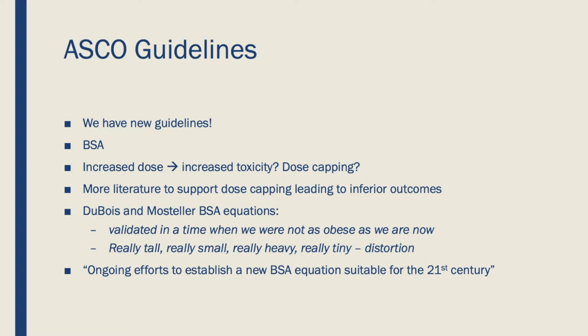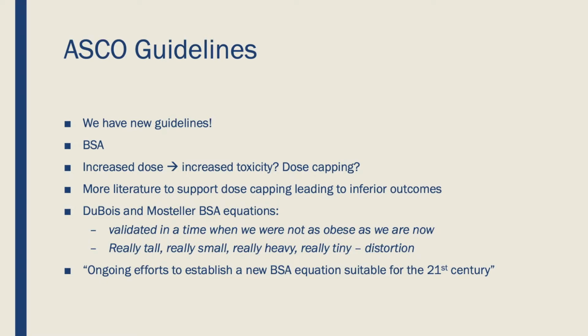Now, looking at just a little bit of history for BSA equations, the most common that we use include the Dubois and the Mosteller equations for BSA. And this was validated back in the 1940s and 50s. And, as we know, back in that time, we were not as obese as we are now. So that is a good question if these BSA equations do have validity within the current times that we're in.